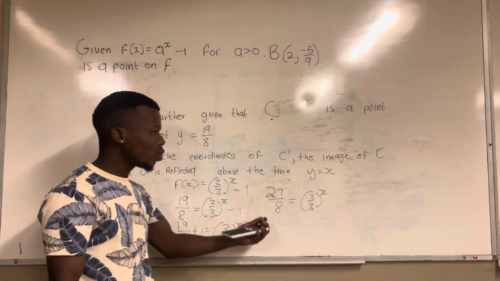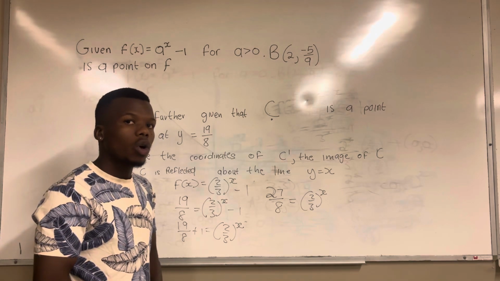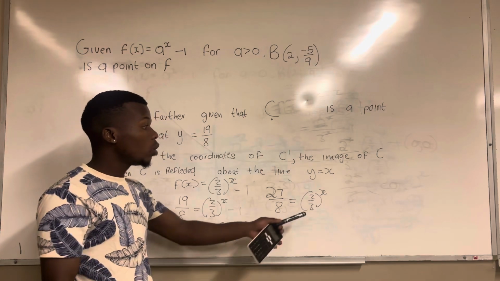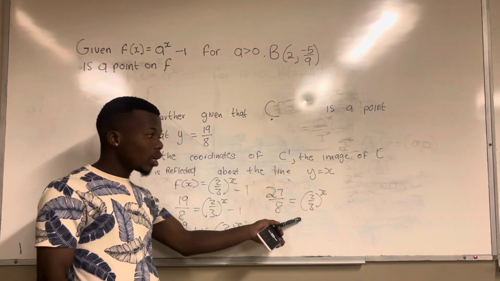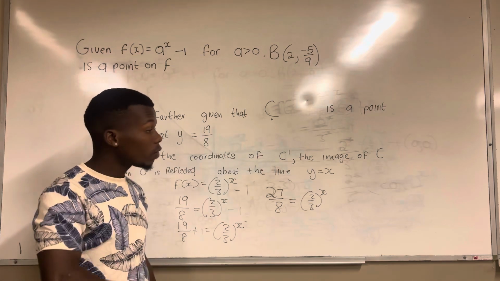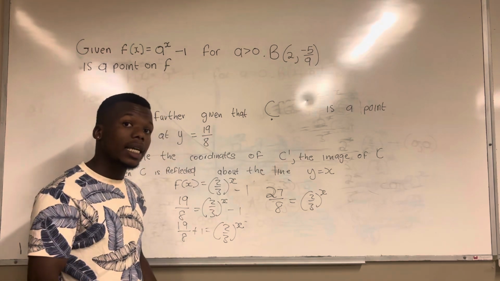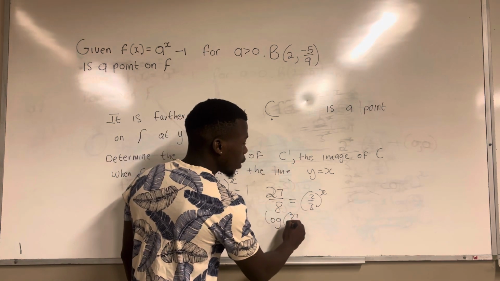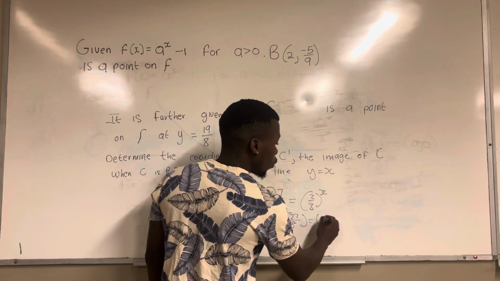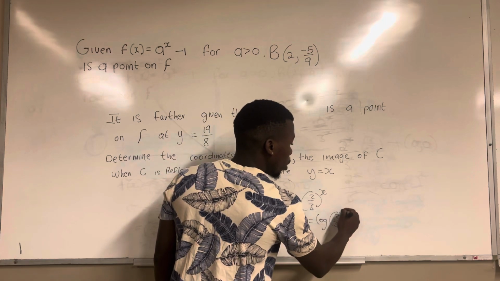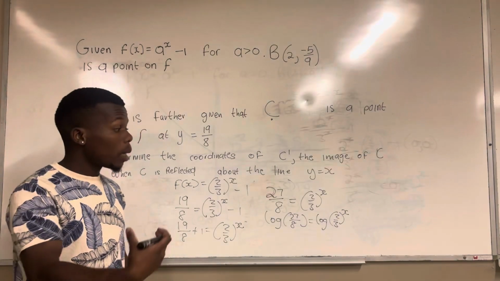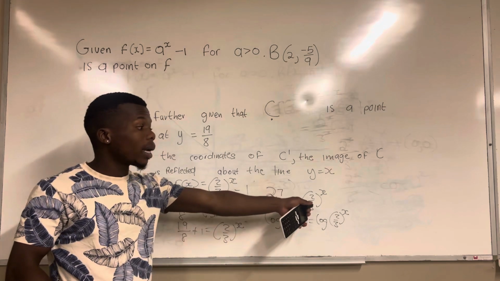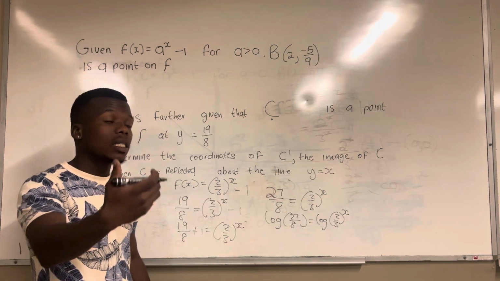When it comes to these situations, I always introduce log in order to solve for x. Remember, the aim is to make x the subject of the formula. I will introduce the log to bring down my exponent. But what you do on the left hand side, you also do on the right hand side. This will be log of 27 over 8 equals log of (2/3)^x. The aim of introducing the log is to bring down the exponent x and make x the subject of the formula.